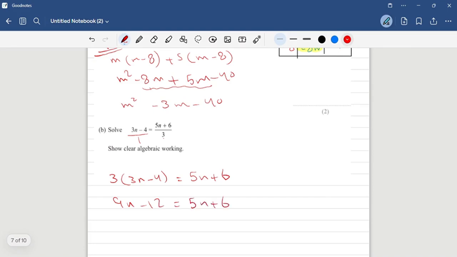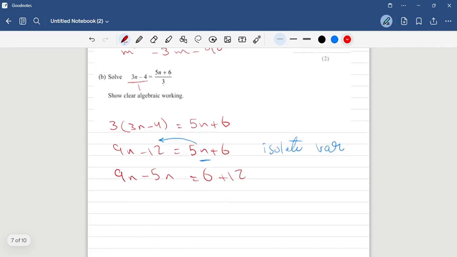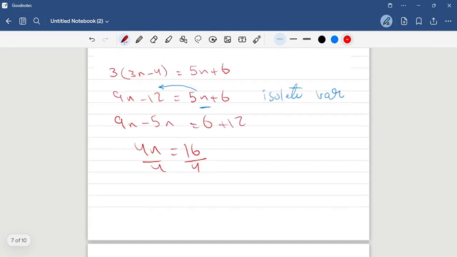Always, the small term goes to the big term. As an example, this is small for n, so I will send it to the other side. It doesn't matter what's happening with the constant, because this is not the important thing. The important thing is to isolate the variable. So I need to isolate the variable by sending the small one to the big one. So sending 5n to the other side will be 9n minus 5n, which is equal 6, and this negative 12 will be positive 12 in this situation. After this, it will be 4n equals 16, divided by 4 for the other side to isolate n.